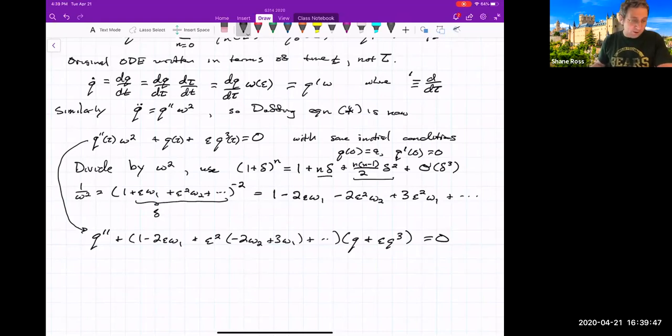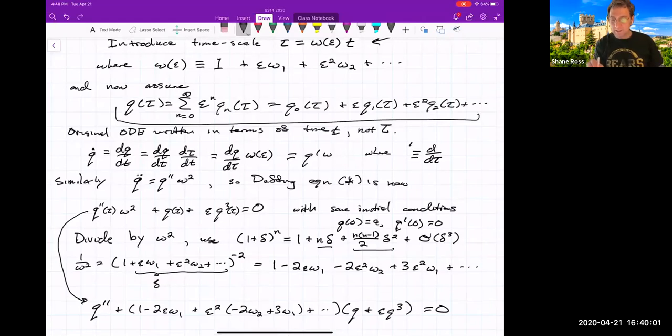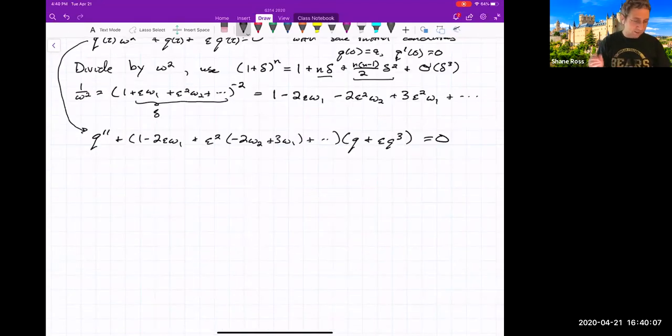the Q1 part of the approximation is periodic. Okay, so now we substitute in. Wherever we have Q, we say that equals Q0 plus epsilon Q1 plus epsilon squared Q2, etc. You do that for the second derivative term and everything, and group by epsilon.